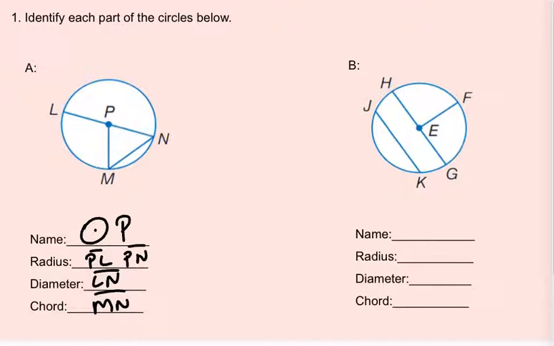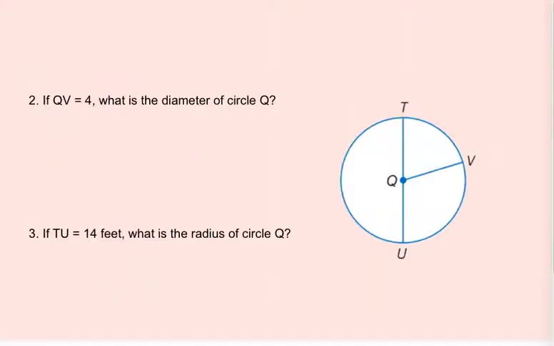So name it by the center. That's going to be circle E. The radius can either be EH, EF, or EG. The diameter is going to be HG because it's got to go through the center. And the chord is going to be JK. That's going to be kind of your big idea. So make sure you've got a firm grasp on this vocabulary before you get going.